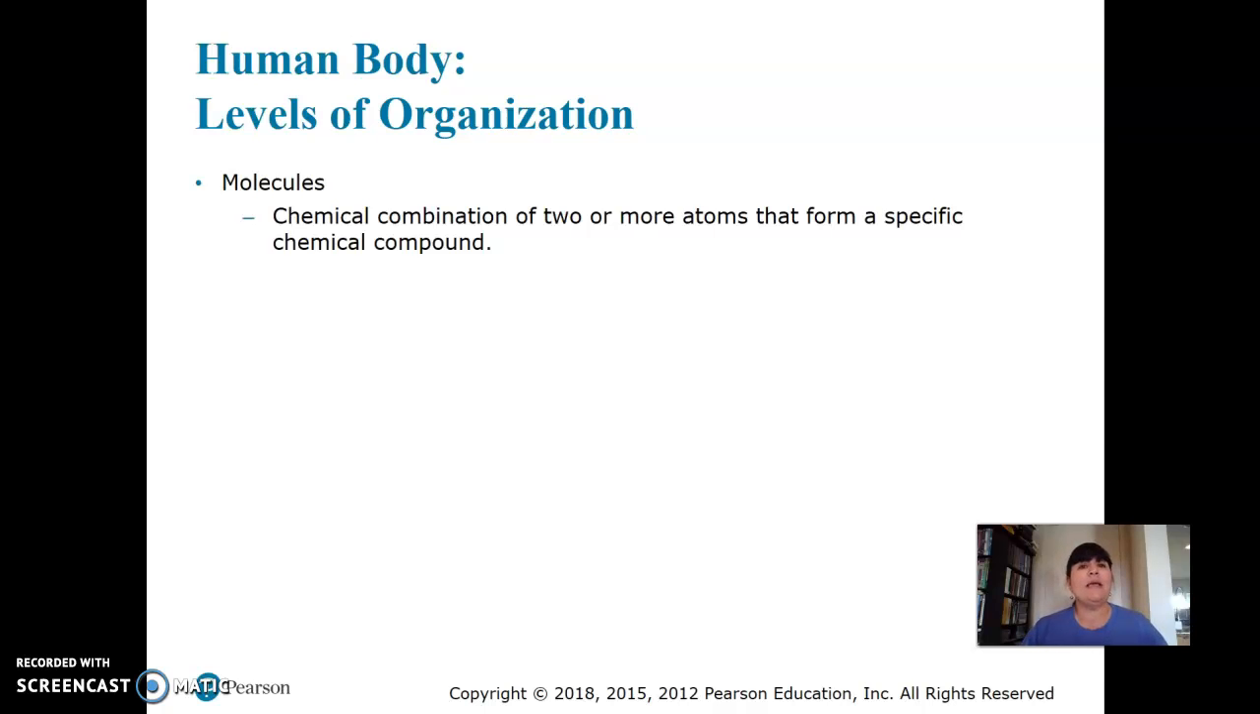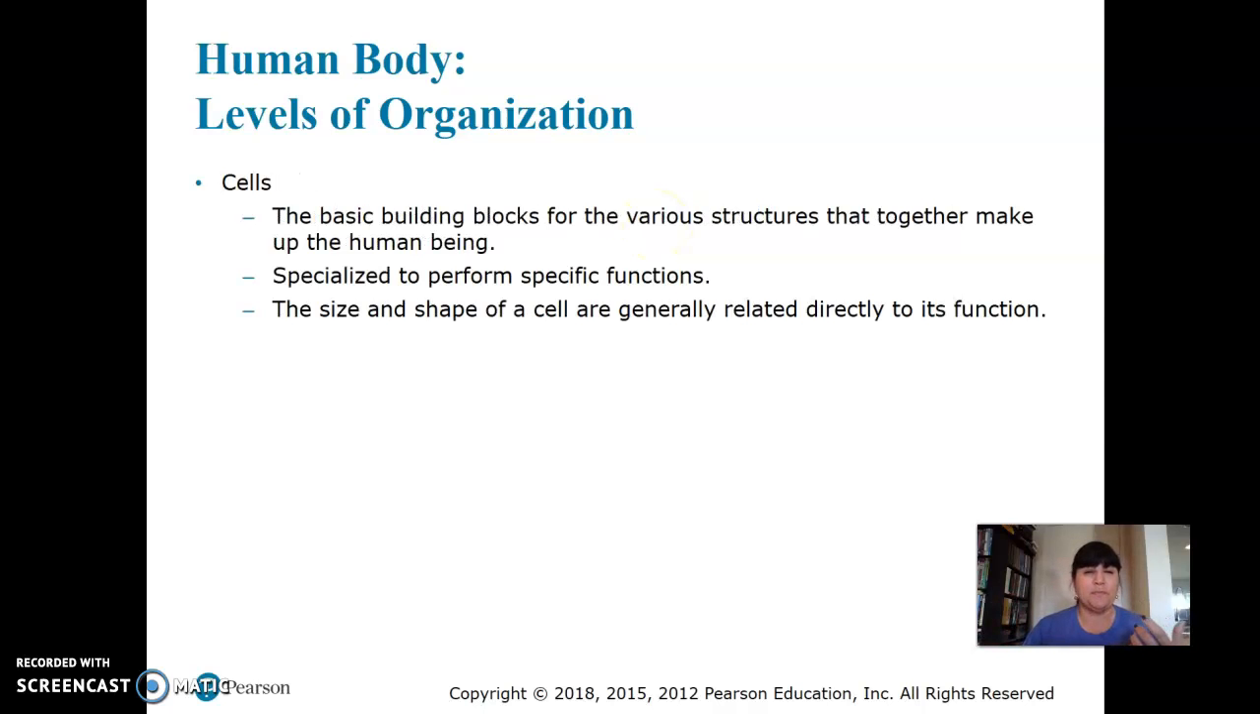Now, in the body, we can see atoms by themselves. We can see ions, but atoms will combine to make molecules, okay? So it says 2 or more atoms combined, that's a molecule. So, for example, water, H2O is a molecule. Carbohydrates, we're talking about sugars, molecules. Lipids, we're talking about fats. Proteins, nucleic acids. So in reality, we can find atoms in the body, we can find molecules in the body.